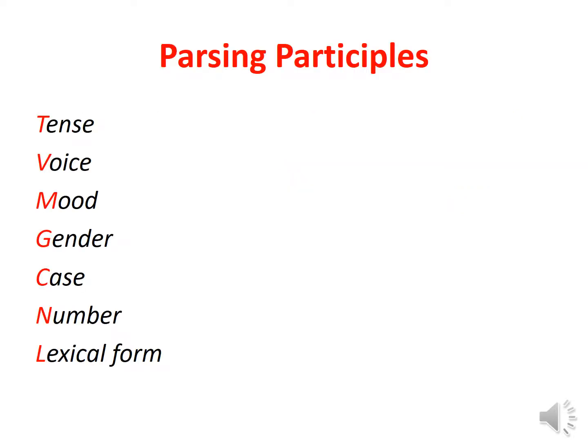So when parsing participles, because they are verbal adjectives and they have a verbal side and an adjectival side, like verbs, they will have tense and voice. And in the mood slot, you'll simply write the word participle. And on the adjectival side, it will have gender, case, and number with those case endings. And then you'll indicate as before the lexical form. So it's kind of a combination of the way that you've been parsing indicative verbs and the way you've been parsing nouns.